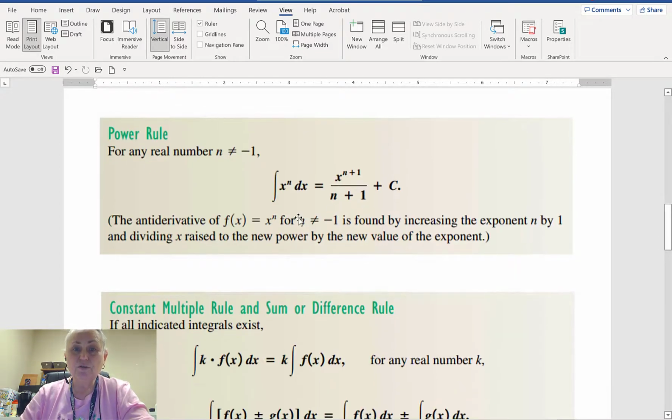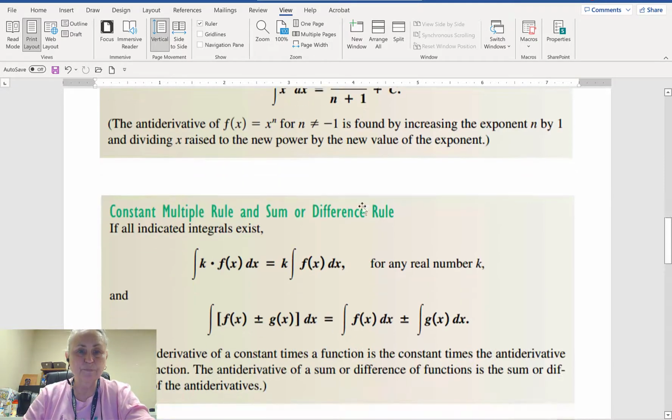Now, the exponent can't be -1 because you would get -1 plus 1, or 0, in the denominator. So there's another rule for that later on if you have an exponent of -1. We'll deal with that later. But for any exponent other than -1, you add 1 to the exponent, and then you divide by whatever that exponent is. All right?